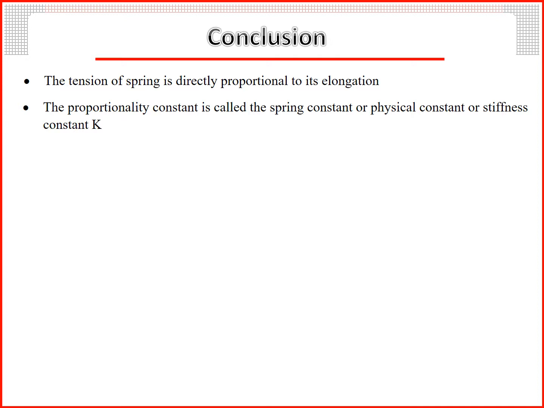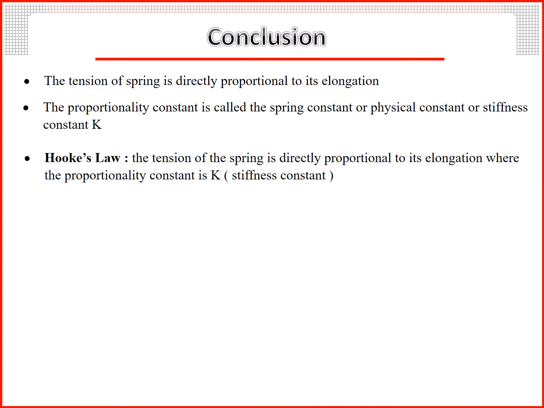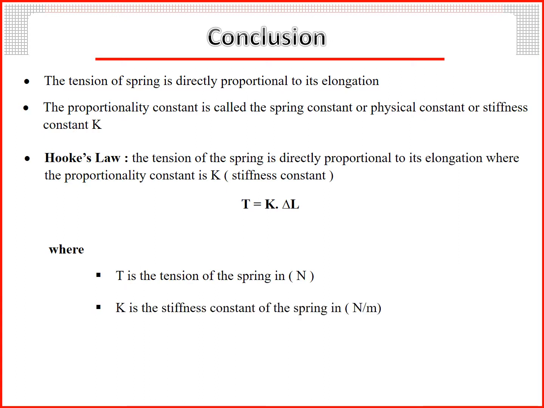Now we can state Hooke's law. Hooke's law: the tension of the spring is directly proportional to its elongation, where the proportionality constant is K, stiffness constant. T equal K times delta L, where T is the tension of the spring in Newton, K is the stiffness constant of the spring in Newton per meter, and delta L is the elongation of the spring in meter.